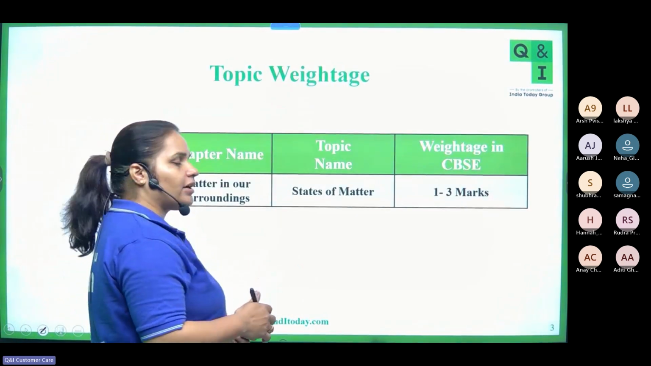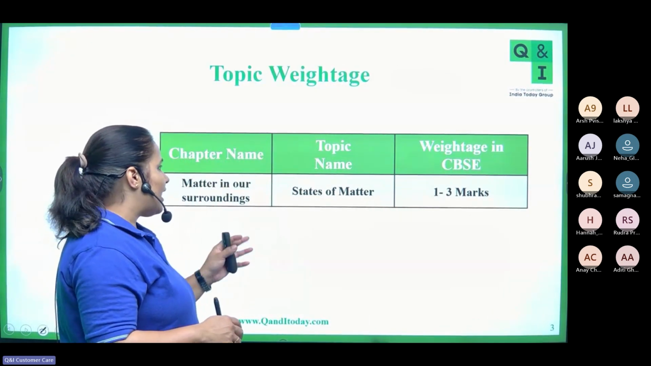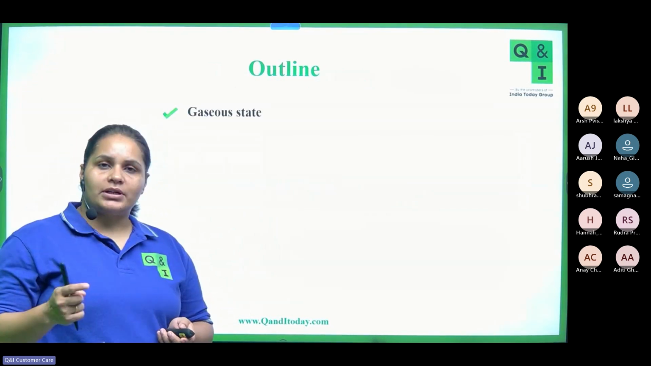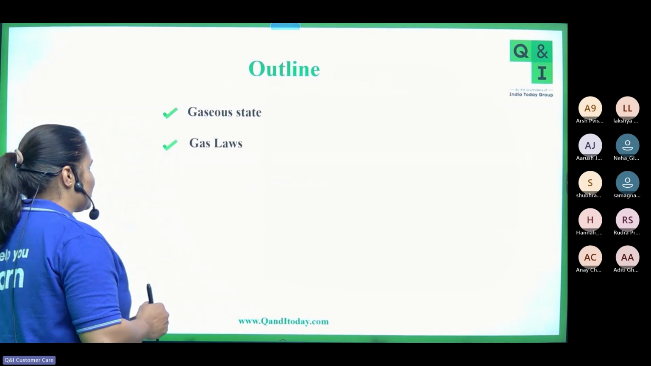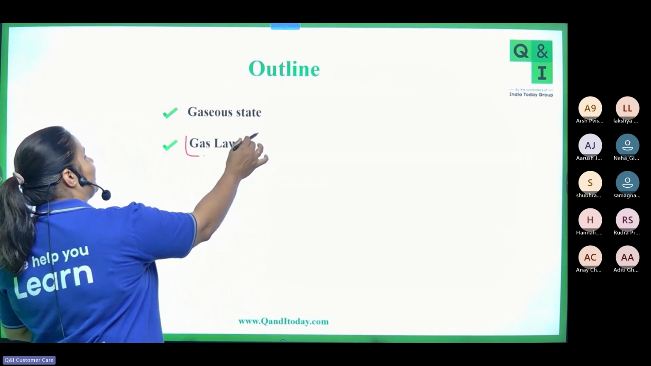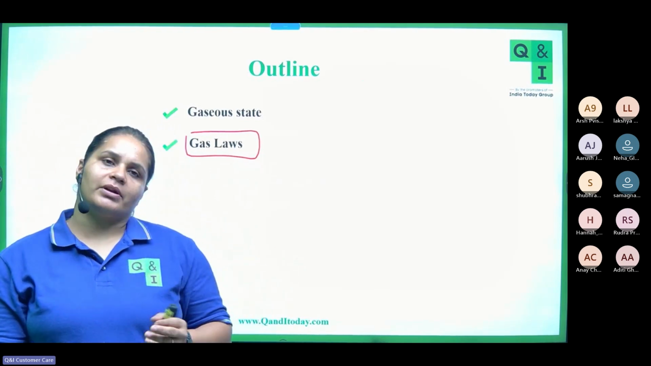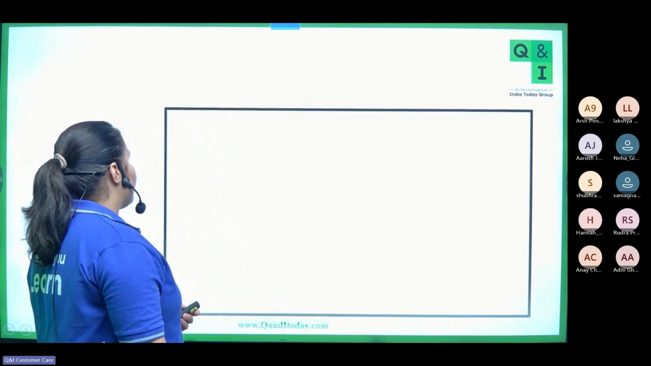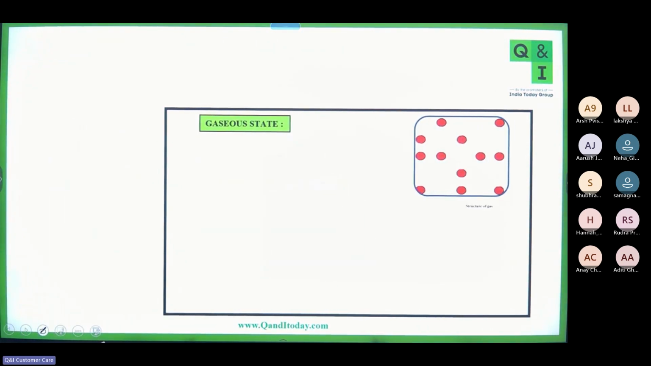The states of matter chapter, in which we are studying different states of matter, itself carries 1 to 3 marks. So we will discuss the properties of the gaseous state, and after that we will also discuss something which is out of syllabus, gas laws. This part is out of syllabus, but we will do it because it is related to gas. So let's start with this. Gaseous state, this is what we need to discuss.